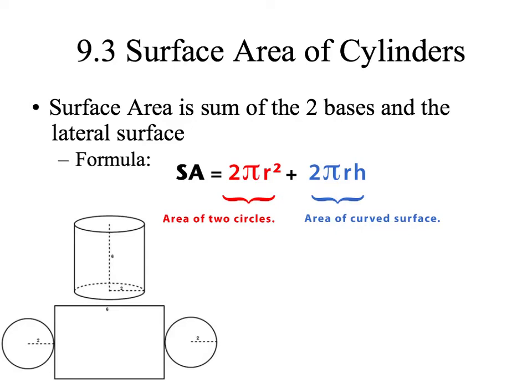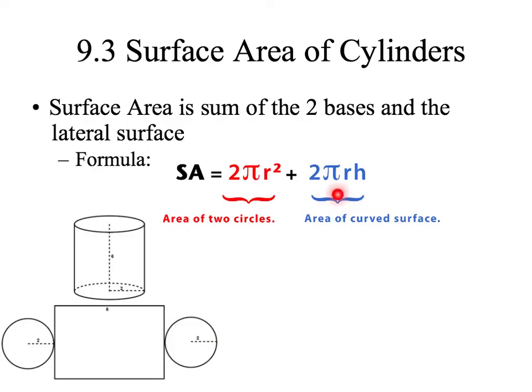First of all, if you look at a cylinder, think of a soup can. You have a top circle and a bottom circle. That's why pi r squared, the area of a circle, is multiplied by 2, because you have a top and a bottom. When you open it up into a net, there are your two circles, a top and a bottom.